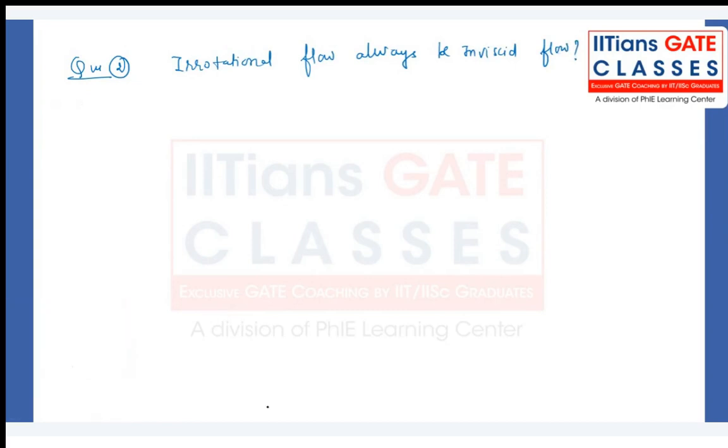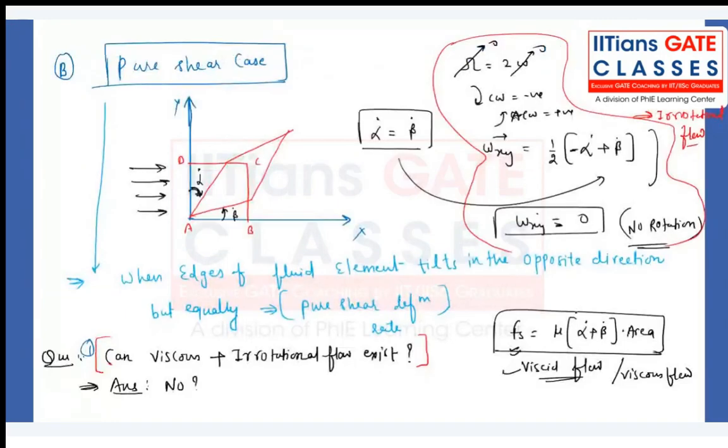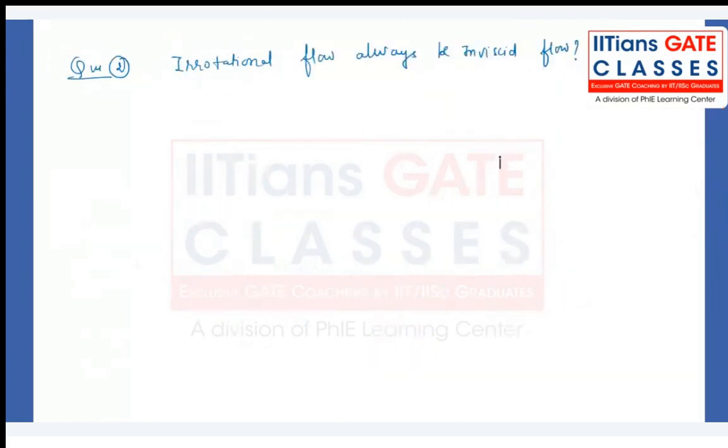Because when you are saying that the first question is not correct, sir, that means this statement has to be true. Inviscid flow plus irrotational flow must exist together. Now the question will arise, sir, because mathematically it is possible. Mathematically, when alpha dot and beta dot both exist and both are equal, then we have the scenario that irrotational and viscous flow is possible, right? But look at the shear force: mu times alpha dot plus beta dot into area, right?